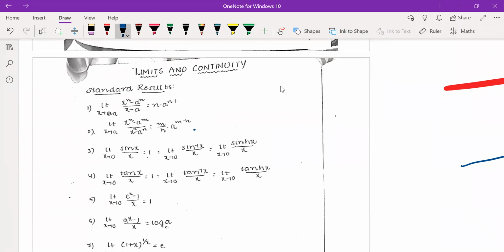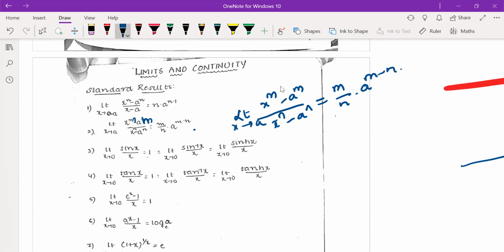Limit x tends to a of (x power m minus a power m) by (x power n minus a power n). This is m by n into a power m minus n.